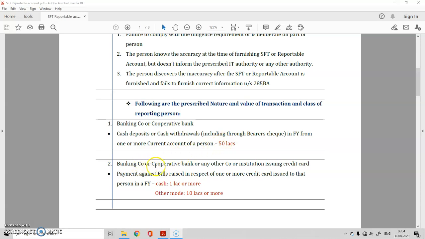Second, banking company or a cooperative bank or any other company or institution issuing credit card. In such case, payment against bills raised in respect of one or more credit cards issued to that person in a financial year, if 1 lakh or more is to be served in cash or 10 lakhs or more is to be served in any other mode, then in that case, the banking company or a cooperative bank or any other company or institution issuing credit card needs to file SFT or reportable transaction.